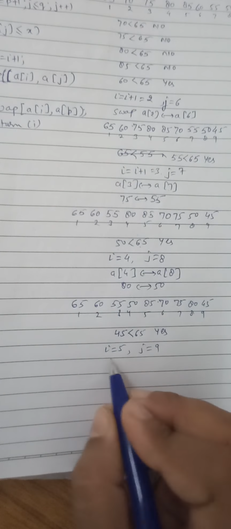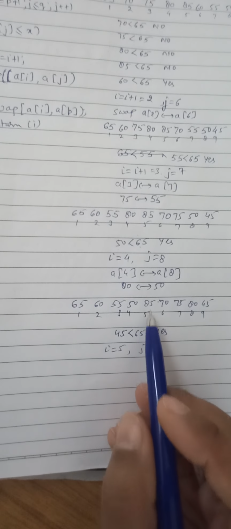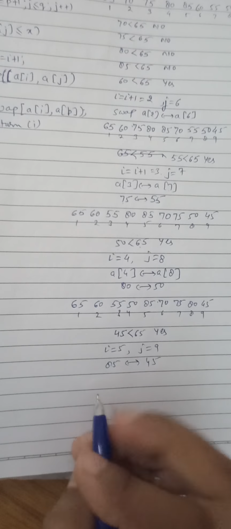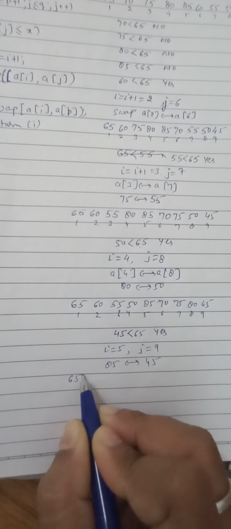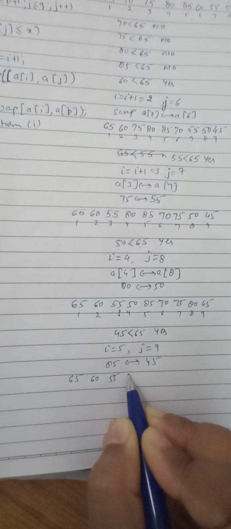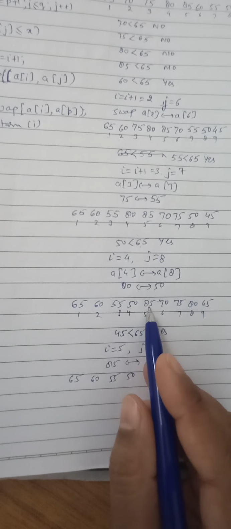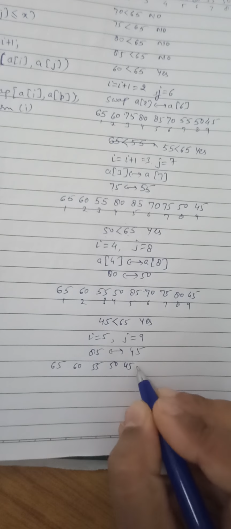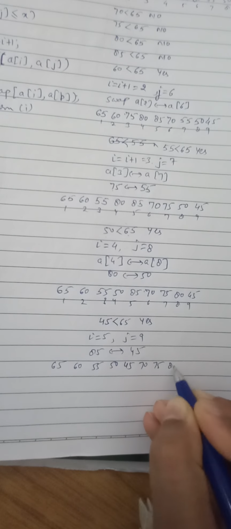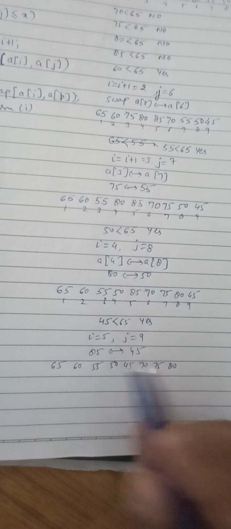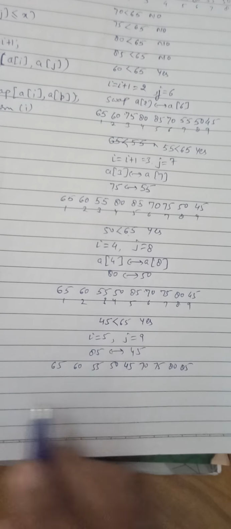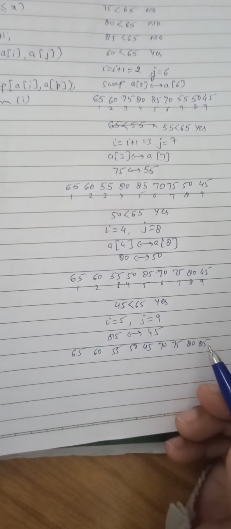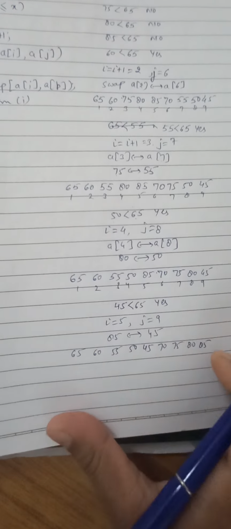So we will swap 5th with 9th. So 5th is 85 and 9th is 45. So what will be the array? 65, 60, 55, 50. At 5th position I, what we have? Swapped by 45, and then 70, 75, 80, and 45 is swapped by 85. So 85. Now it is completed. We reached at the end, at 9th. J reached at the end. So now what we will do?